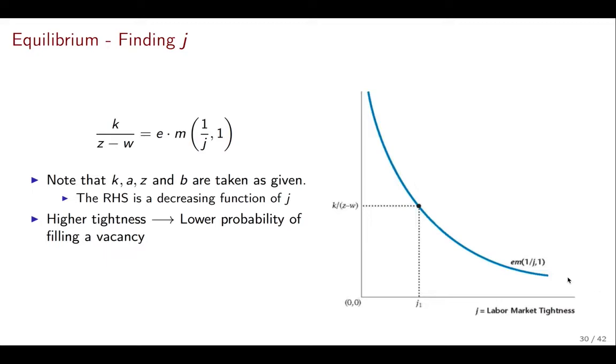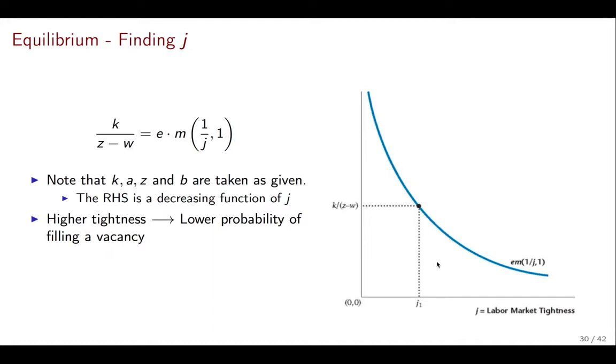In this graph, what we have is different values of tightness that give me different values of PF. This blue line is PF, which, remember, is equal to E times M of 1 over J. And what we want in equilibrium is that for a given value of K over (Z minus W), we can find the equilibrium J, the equilibrium tightness. Of course, we can change the value of K, change the value of Z, change the value of W. That's going to change the tightness we're going to get, actually in a very intuitive way.